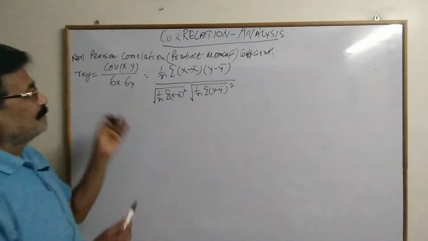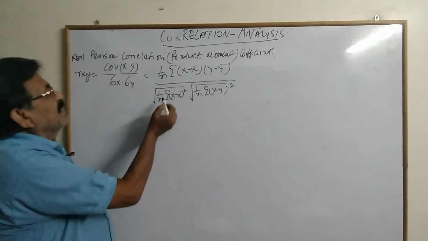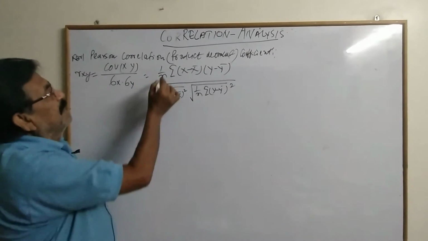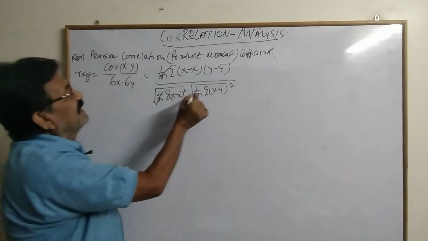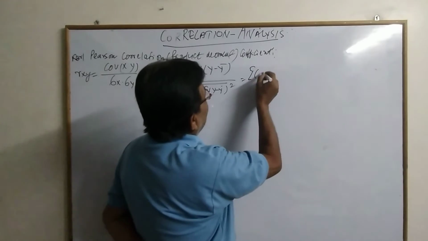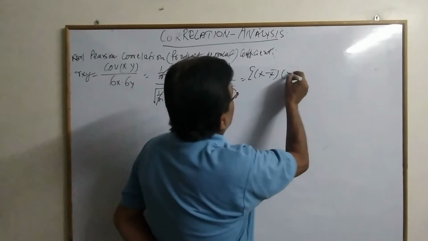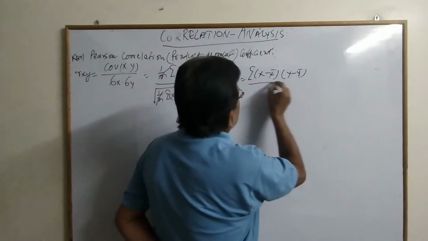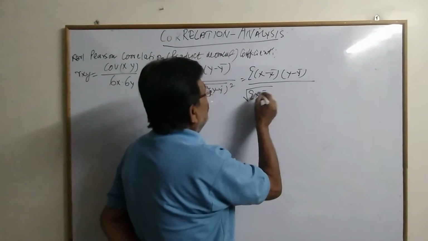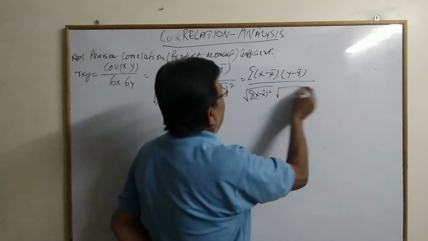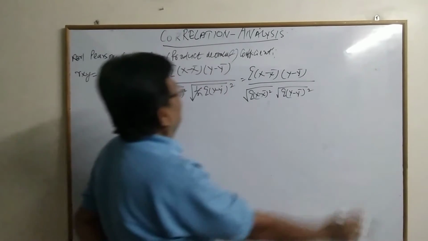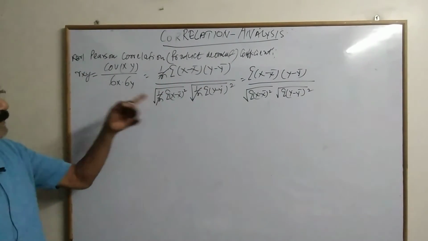Now here, this 1 by n is inside the square root, and here it is 1 by n, so definitely these two will cancel. So what we have is summation of (x minus x bar) into (y minus y bar), divided by the square root of summation (x minus x bar) square times summation (y minus y bar) square. Quite apparent from this original formula.